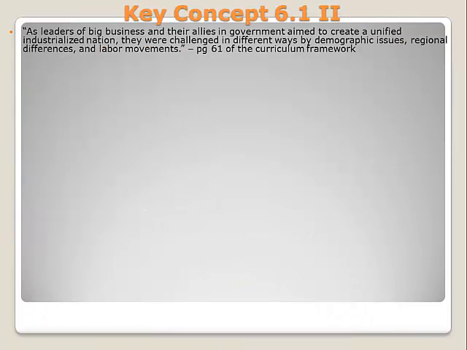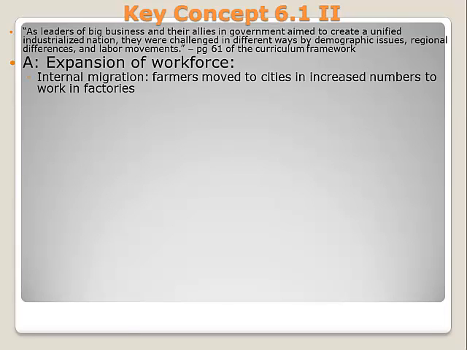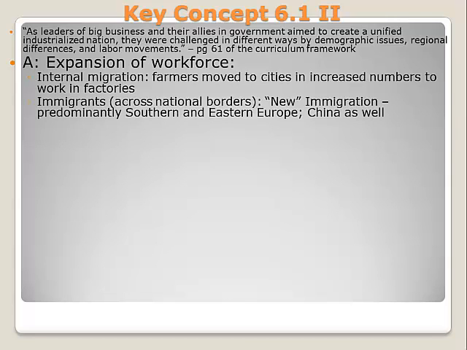All right, 6.1 Roman numeral 2 says, as leaders of big business and their allies in government aimed to create a unified industrialized nation, they were challenged in different ways by demographic issues, regional differences, and labor movements. So letter A, we're going to talk about the expansion of workforce. We have an internal migration in which farmers were moving to cities in increased numbers to work in factories. Many farmers were having a hard time and losing money, so there were more financial opportunities for them in cities working in factories.